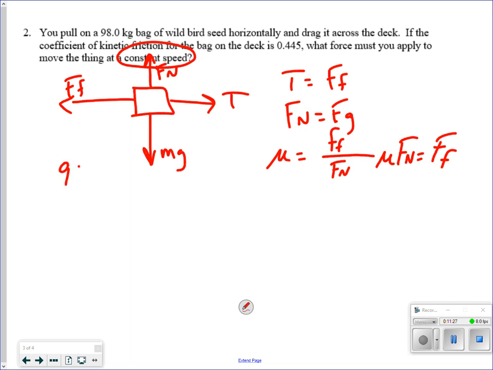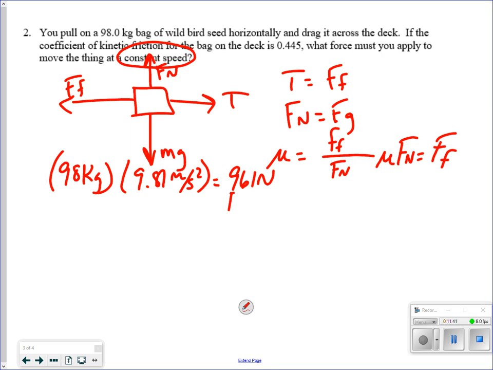All right, we've got 98 kilograms for a mass. Let's multiply that by 9.81 meters per second squared. And in terms of gravity, we're going to get 961 newtons. That's going to be the value for FG and FN.